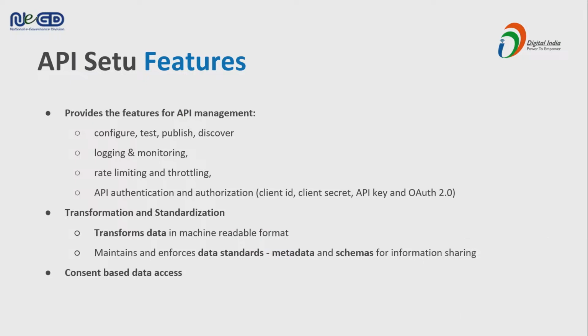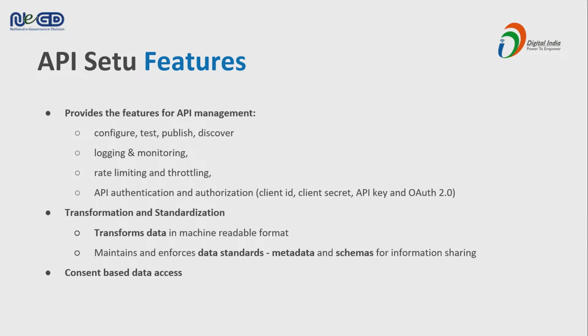As a feature of the API Setu platform, one can easily configure, test, publish, or discover the APIs. The platform conforms to the OpenAPI Specification 3.0 standards. There are many authentication and authorization protocols that have to be adhered to. Along with this, we also provide space for the logging and monitoring of the APIs. In a few of the APIs, we have implemented rate limiting and throttling policy to conform to the cyber policy. Along with this, there is transformation and standardization.